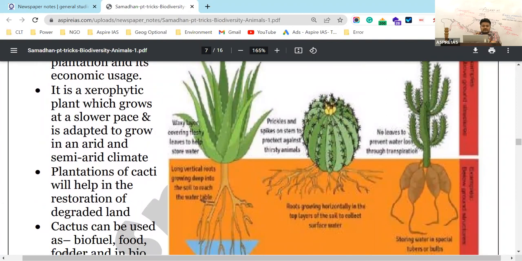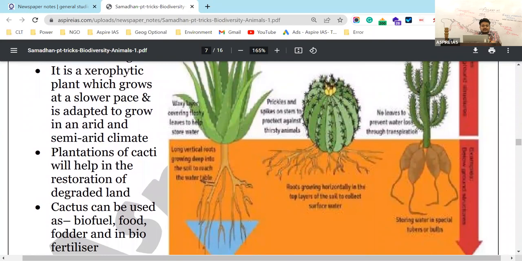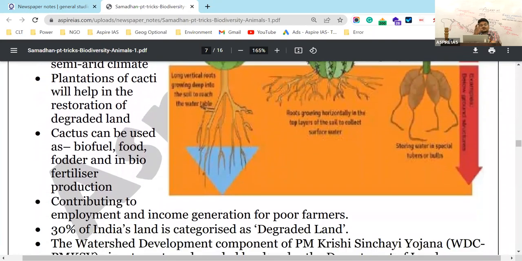It is a xerophytic plant which grows at a slower pace and is adapted to grow in arid and semi-arid areas. It will help in restoring the degraded land. Maine aapko starting mein bataya CCD. So India is guided by the Delhi Declaration to control the problem of desertification. And we can control it when we are cultivating the cactus.